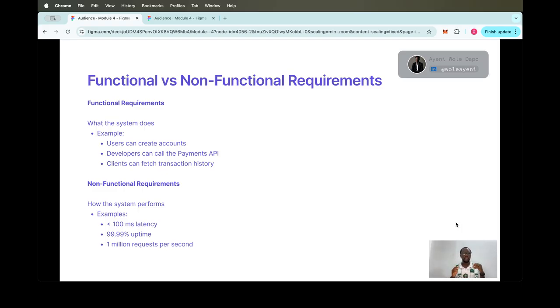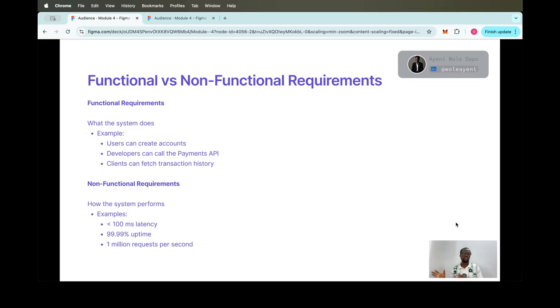So as a product manager or as a TPM, you're describing how your system should work. That's the functional requirement. A typical example is you want to open up your system in a way that when a developer calls your payment API, they can use it for payment processing on their own application, be it an e-commerce app or a telemedical platform. You just want to expose an API to them that enables them to receive money from their customer.